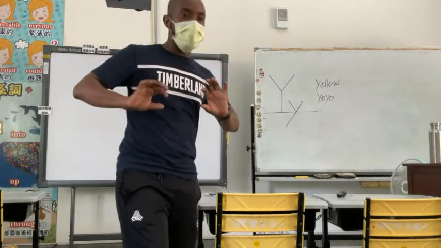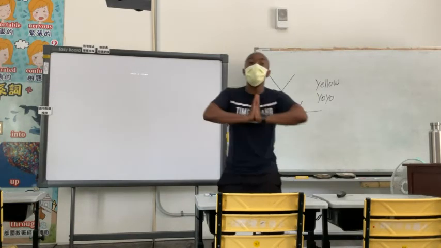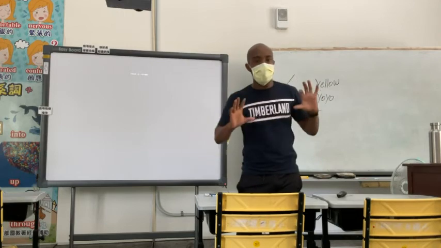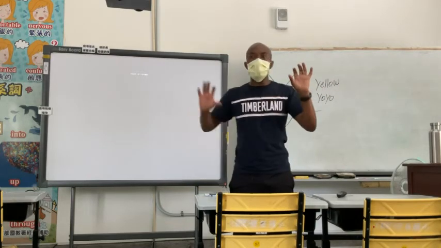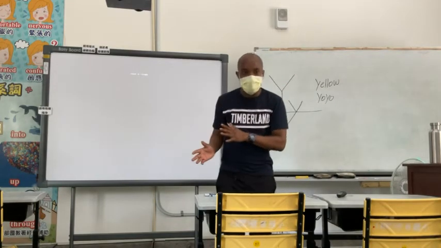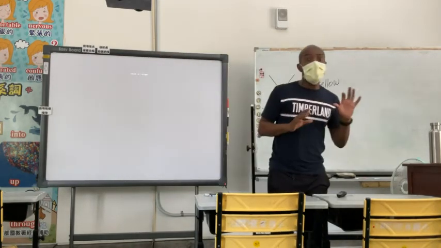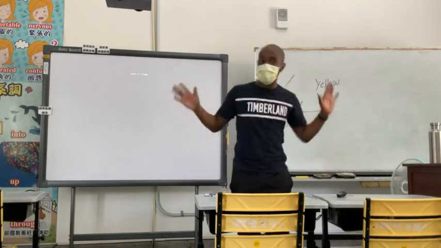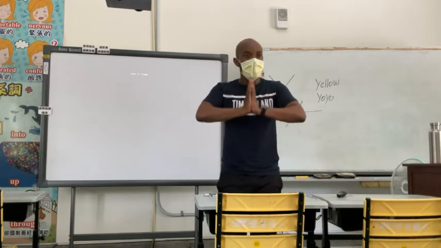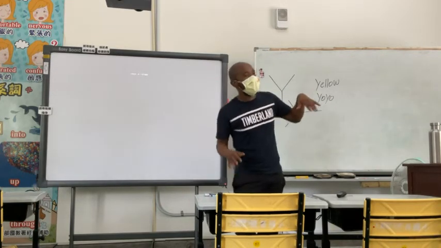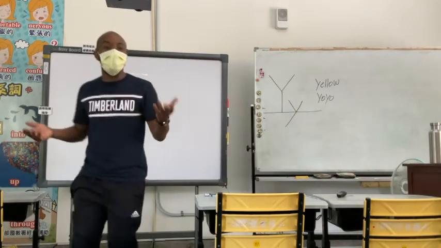P, we say P, pop, pig. Then we have Q, quap, queen. R, rob, rabbit. S, sun, snake. And then T, turtle, okay, ugly turtle, it's so slow. That's a turtle, okay.